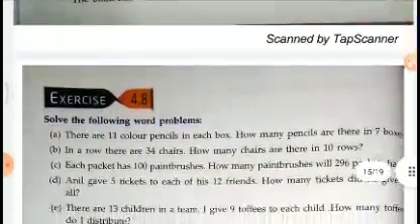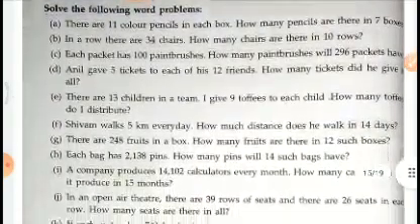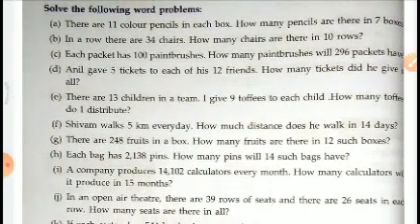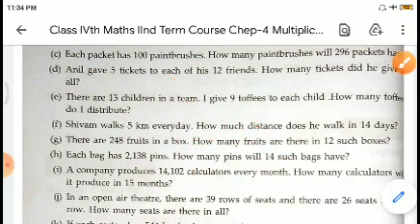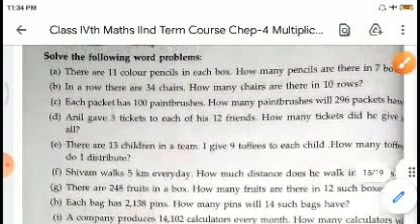Now multiplication is used to solve some problems also. There are 11 color pencils in each box. How many pencils are there in 7 boxes? If one box has 11, then how many are there in 7? So it is 11 into 7, we get 77. Straight away our answer is 77.